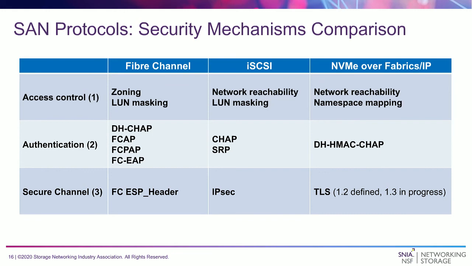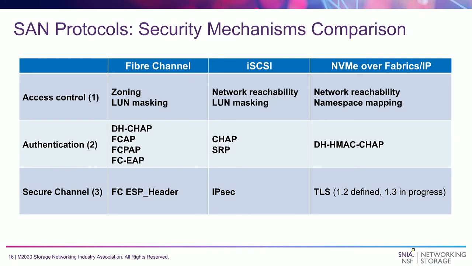iSCSI is based on IP, so in terms of access control, it uses network reachability techniques, so basically ACLs, which is the equivalent of zoning in the IP realm, or LUN masking again in the arrays. Inside any storage array, you can decide this subset of the storage is for host A, this subset of the storage is for host B. In terms of authentication protocols, iSCSI defines CHAP and SRP, but as in Fibre Channel, the only one that has really been implemented and used in practice is CHAP. And in Fibre Channel, the only one that has been implemented in practice among all of them is really DHCHAP, nothing else.